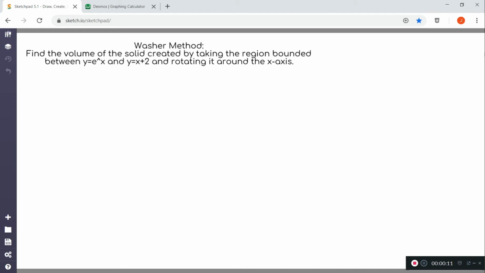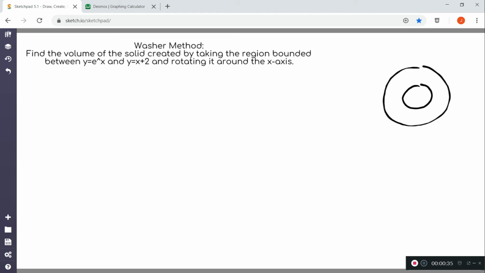So before we begin a review of the actual calculus, let's remember what a washer is and why we would use the washer method. So a washer is a circle with a circle cut out of it. The technical math term for that is an annulus.